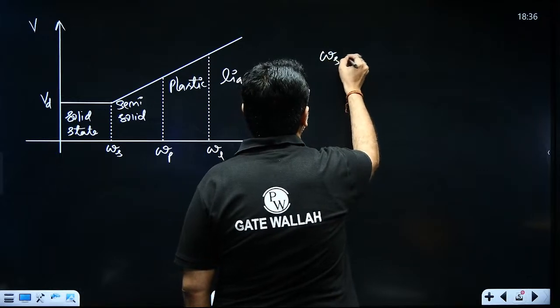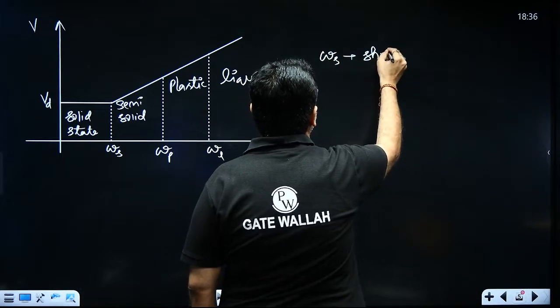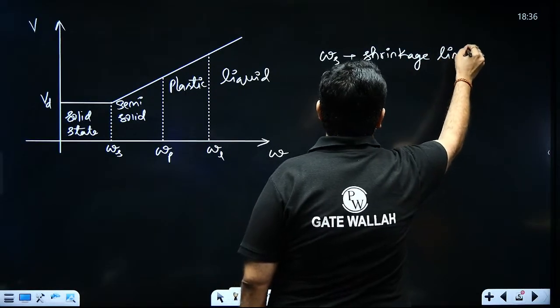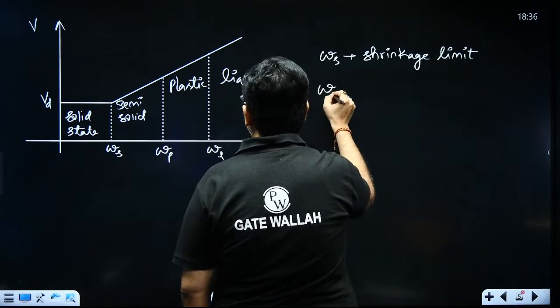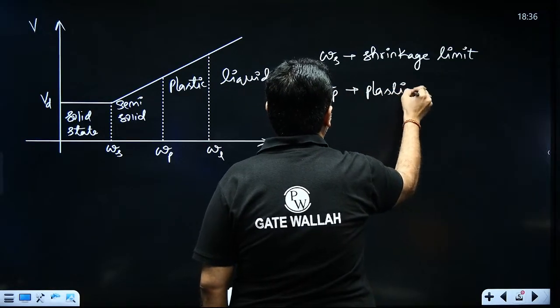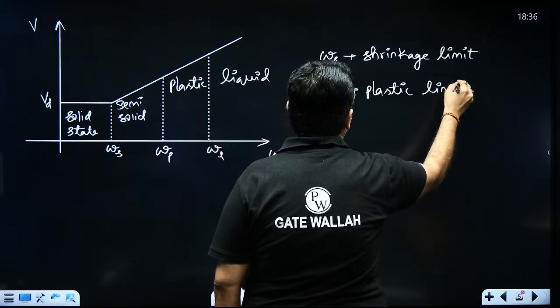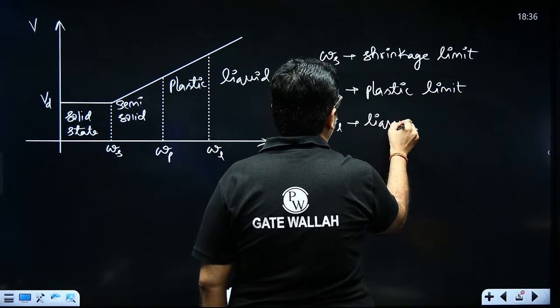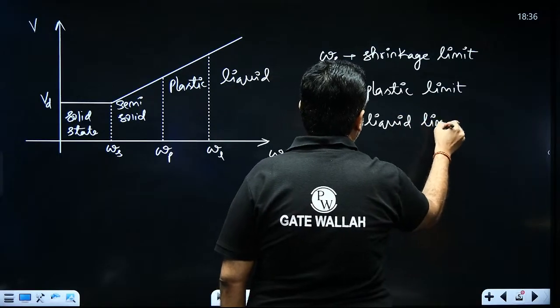WS is the shrinkage limit, WP is the plastic limit, and WL is the liquid limit.